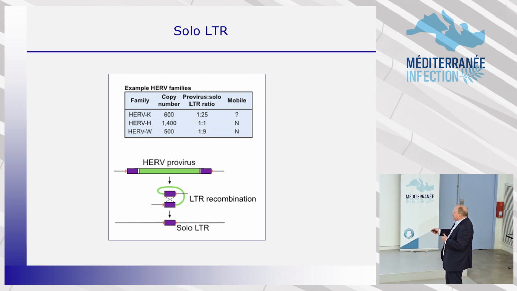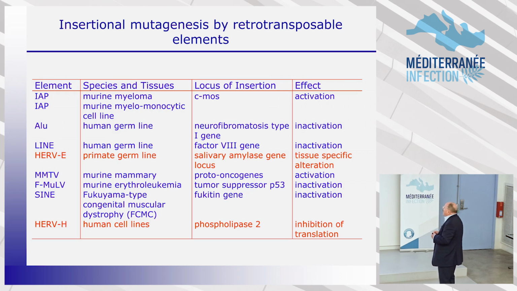The only possibility to lower the proviral load is that there is a recombination between both LTRs. Then the provirus disappears, and we have solo LTRs. For example, in the case of HERV-K, we have 600 copies, and there we have more solo LTRs than intact viruses.